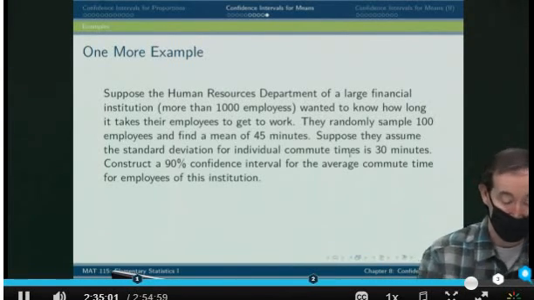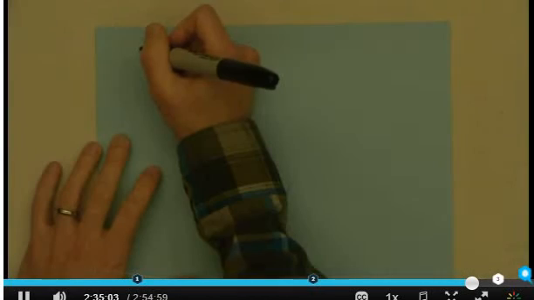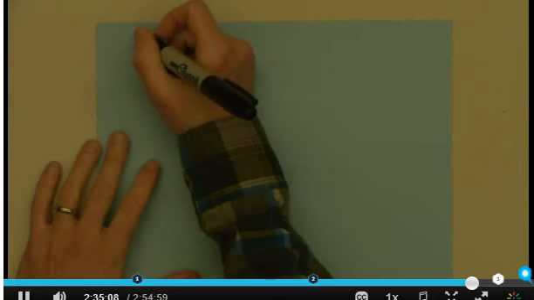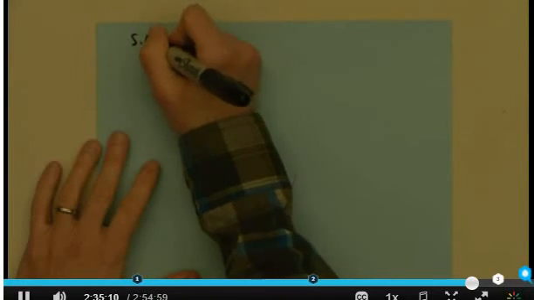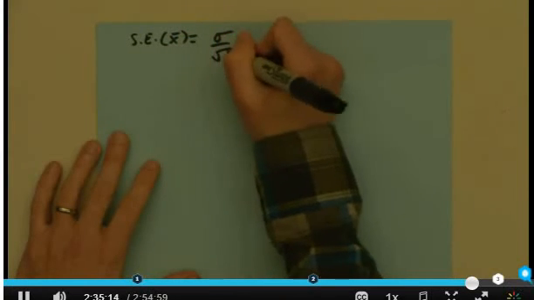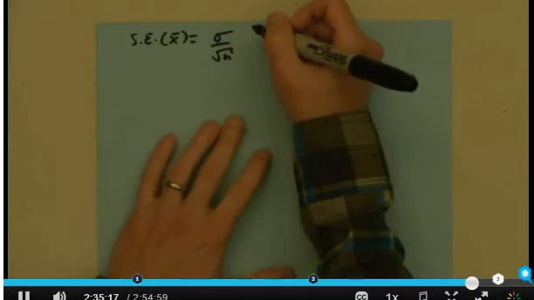Help me out here. I'll write down the formulas. I know that my standard error for the mean is sigma over the square root of n.